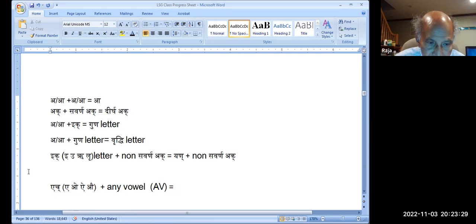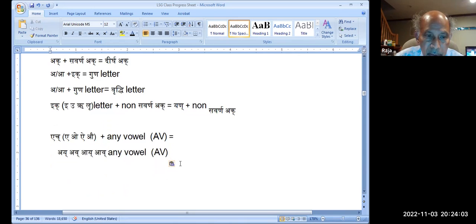Then what will happen is, if I turn it this way, E will be replaced by ay, O will be replaced by av, Ai will be replaced by ay, Au is av, plus any vowel. This is called ayavayava sandhi. And there are a whole bunch of examples in chapter 4.